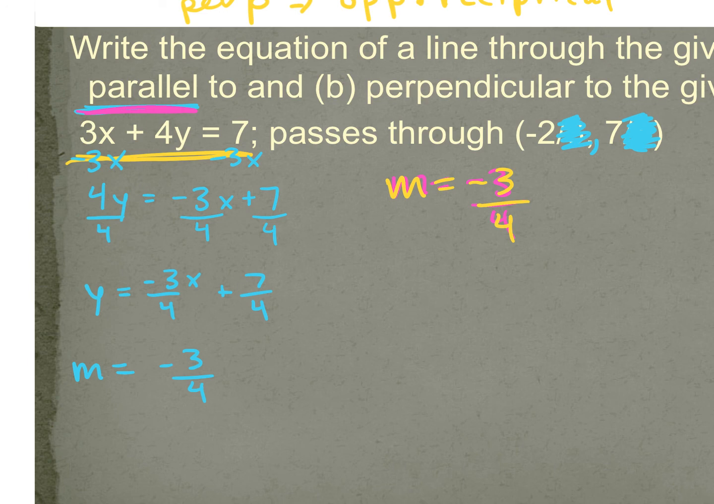And how can I write the equation? Now that I have a slope and a point, what should I do? Would you just plug it back into y equals mx plus b? I could do y is equal to mx plus b, slope-intercept form, or I could just use point-slope form because I have the slope and the point. So y minus y1, so y minus 7, is equal to the slope times x minus x1. So that would be minus negative 2, which would be plus 2.